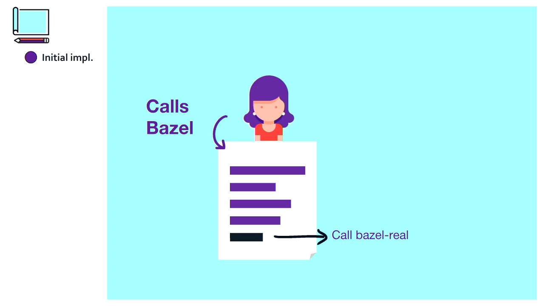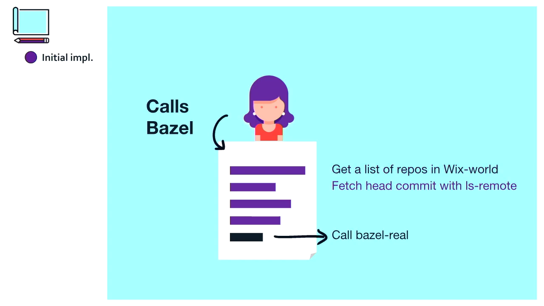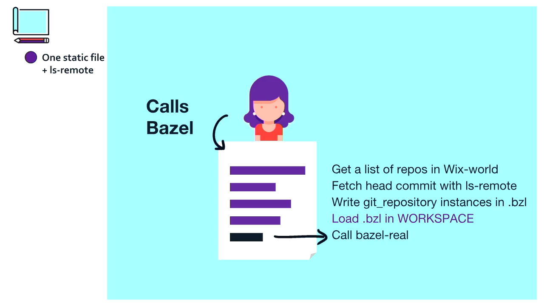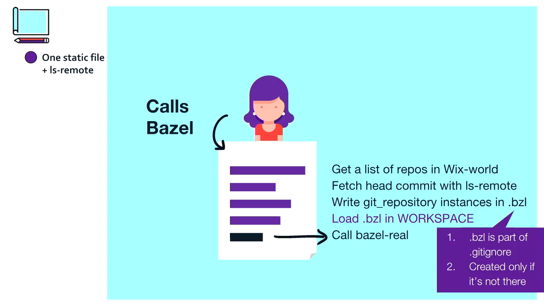What do we use it for? So we have a wrapper script there. The script gets a list of repos in Wix world. It fetches the head commit with git ls-remote, writes git repository instances in a .bzl file, and then that .bzl is loaded in the workspace file. And later on, we call Bazel real. Now, the .bzl is, of course, in gitignore, because the versions keep on changing. And it's created only if it's not there. So you don't actually have to pay the cost every time.